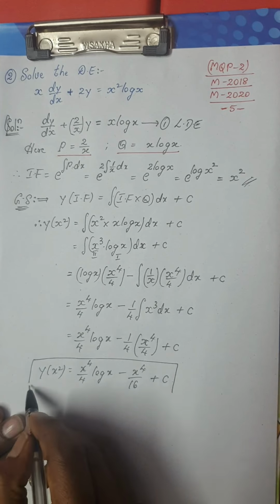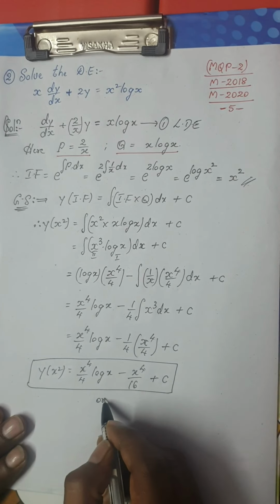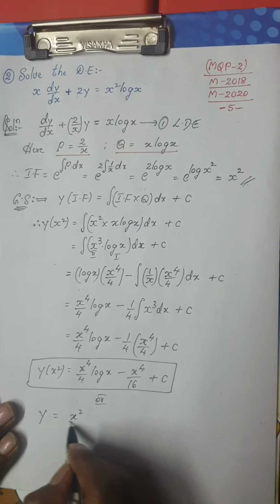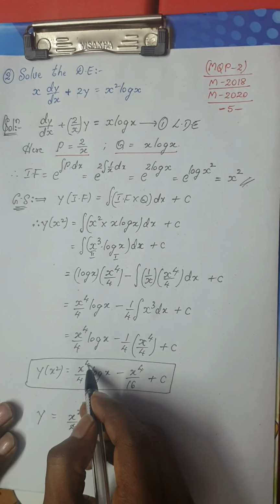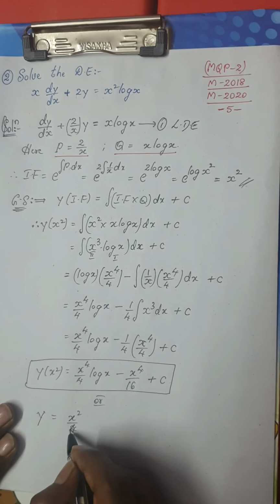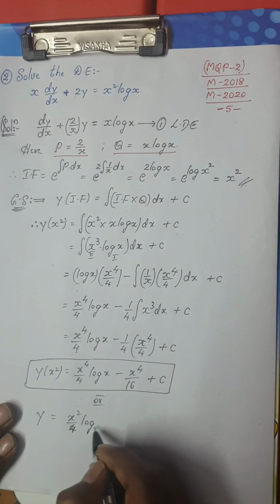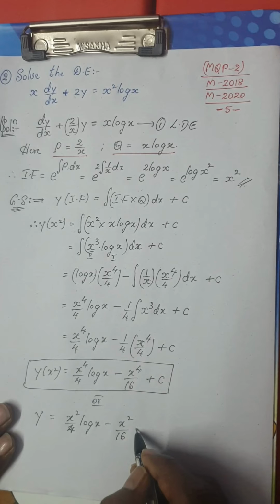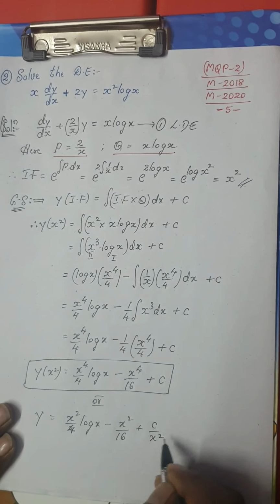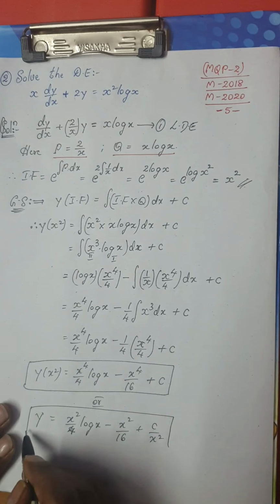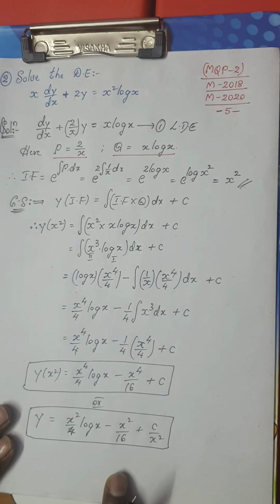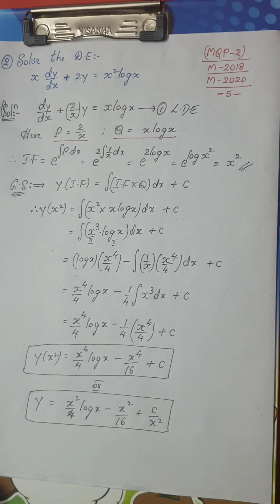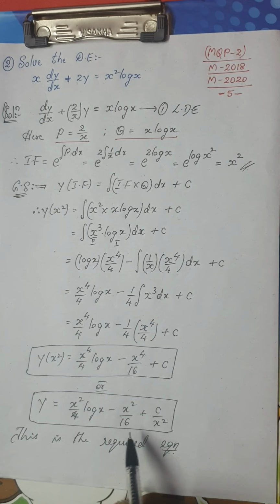You can leave the general solution here, or you can divide it throughout by x square and write y is equal to, because you have x power 4, if you divide by x square, you are left with x square by 4 log x minus x square by 16, because the x square term is cancelling, plus c divided by x square. Very simple part. This would conclude the general solution of the given linear differential equation. So this would be the required equation.